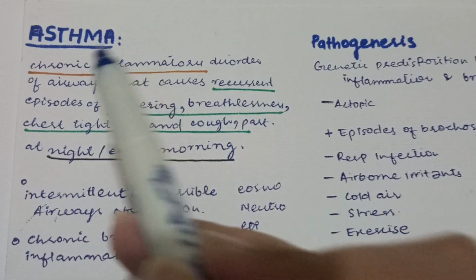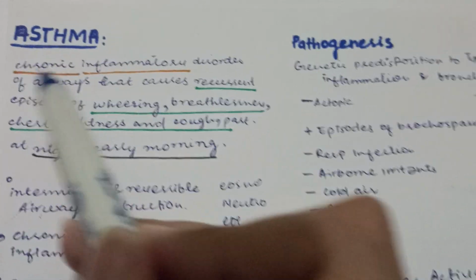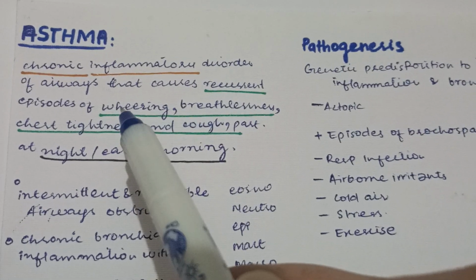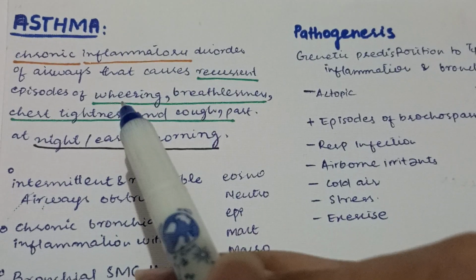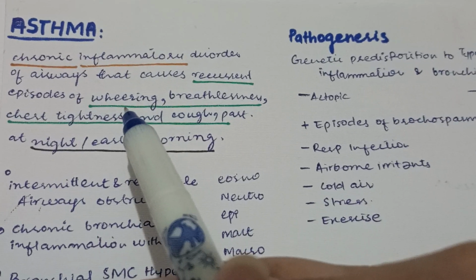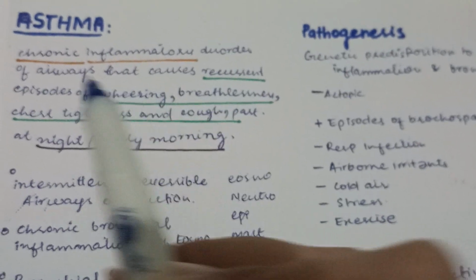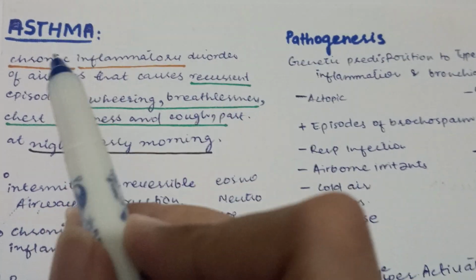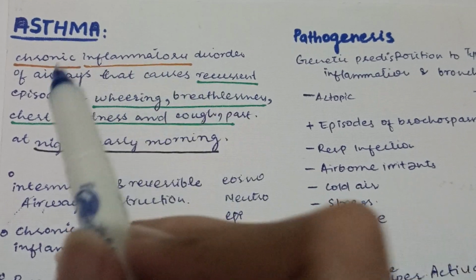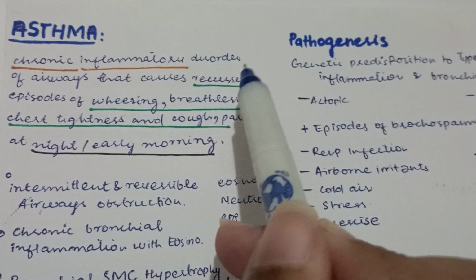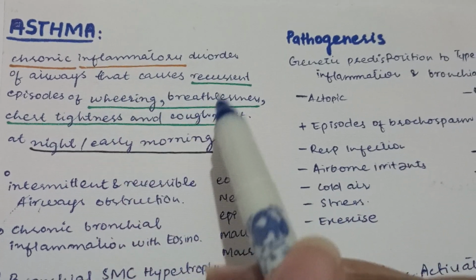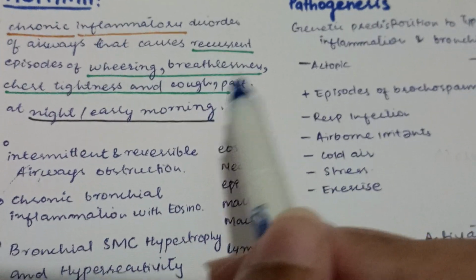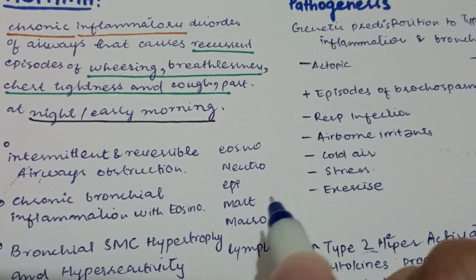Four important points in the definition of asthma are: number one, chronic; second, inflammatory; third, recurrent; and fourth, the symptoms. And the most important one is the wheezing. Other symptoms include breathlessness, chest tightness, and cough. So, asthma is a chronic inflammatory disorder of airways that causes recurrent episodes of wheezing, dyspnea, also known as breathlessness, chest tightness, and cough, mostly at night or early in the morning.